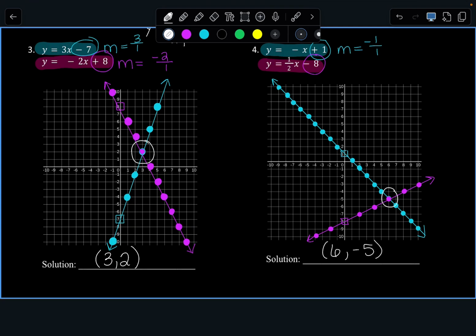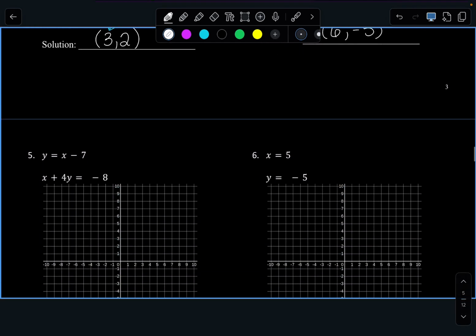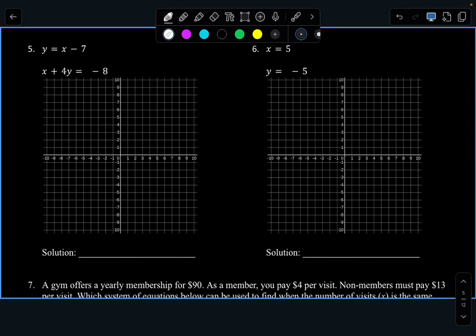For the next one, somebody explain to me how to graph number 5, the top equation. Go down 7, and then your slope is 1/1. So we're going to go down 7, and our slope is a positive 1/1. So now we can go up 1, right 1. Up one over one takes too long to fill out the points. It doesn't take that long.